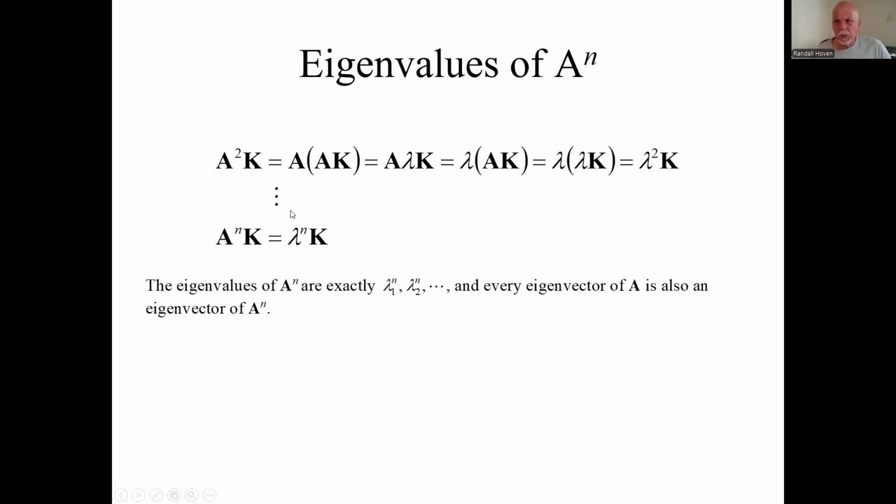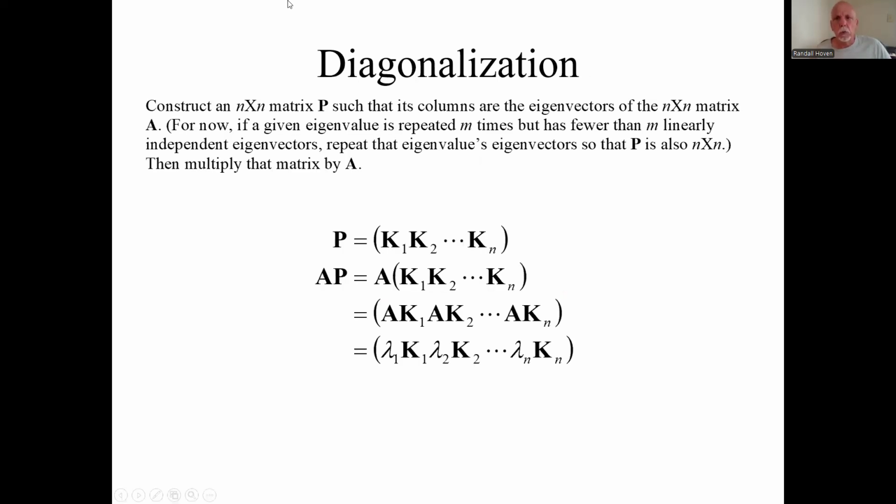I could keep on doing this, or by induction, A to the n, an integer power, times k is lambda to the n times k, which means this. The eigenvalues of A to the n are just the eigenvalues of the original A matrix to the nth power. Every eigenvector of A is also an eigenvector of A to the n. Okay, next subject will be diagonalization, and I'll save that for another video.